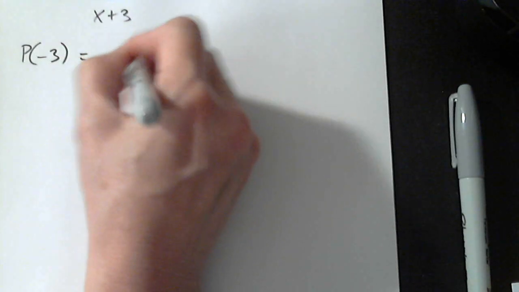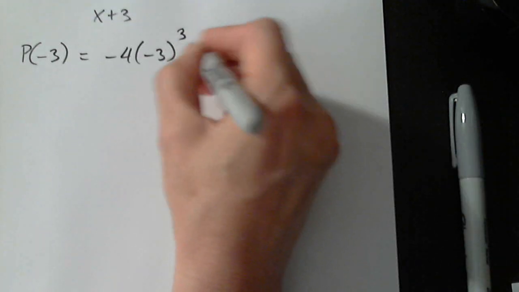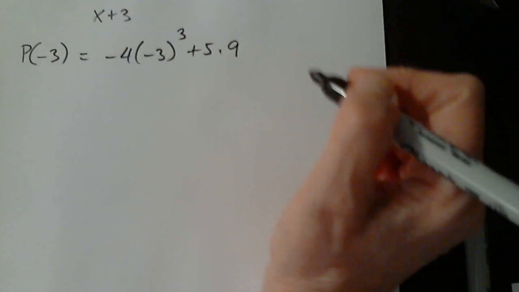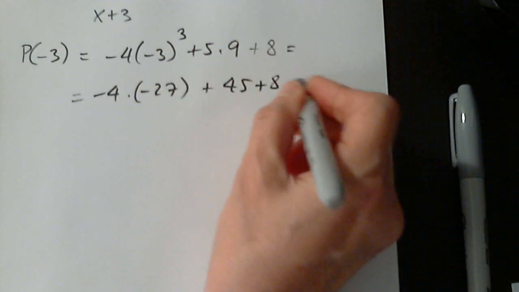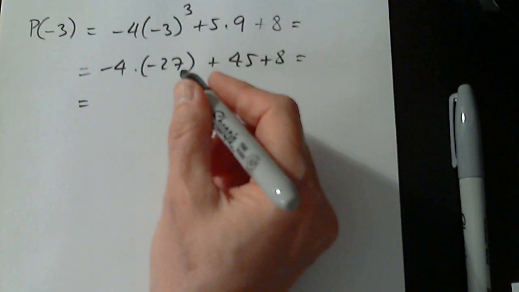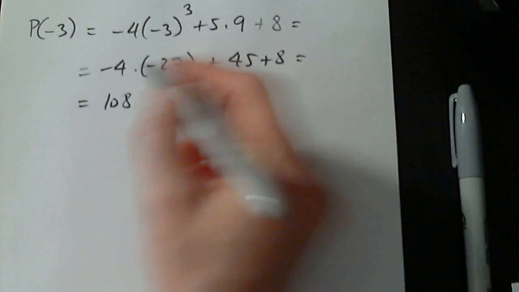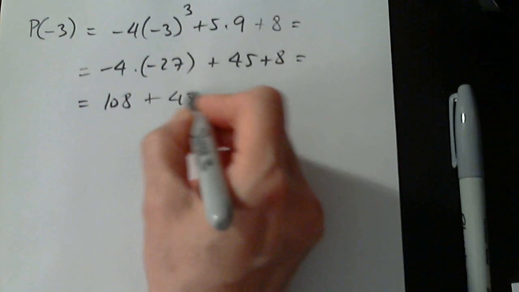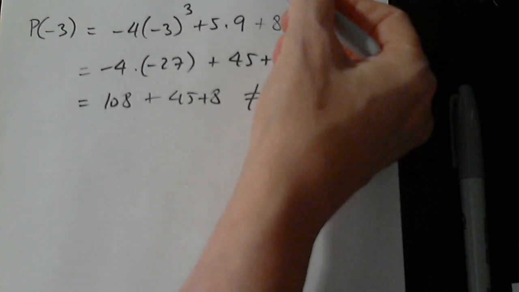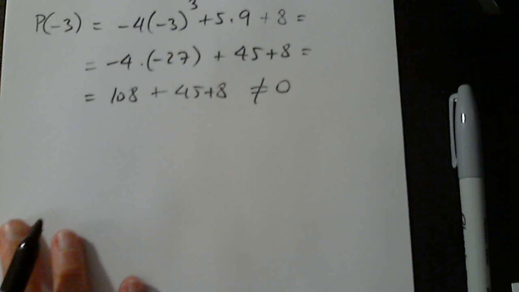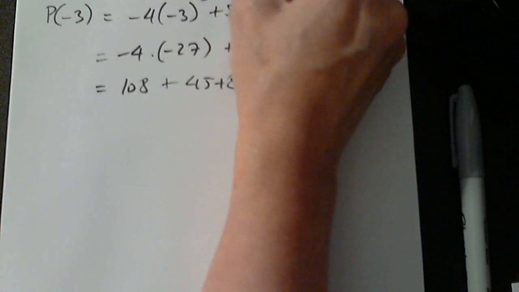So we have -4 times -3 to the third, plus 5 times -3 squared, which I already know is 9, and plus 8. So this is 108, correct me if I'm wrong, and plus 45 plus 8. I don't care, it's not 0. What do we conclude? Is x plus 3 a factor of p of x or not? It is not a factor.